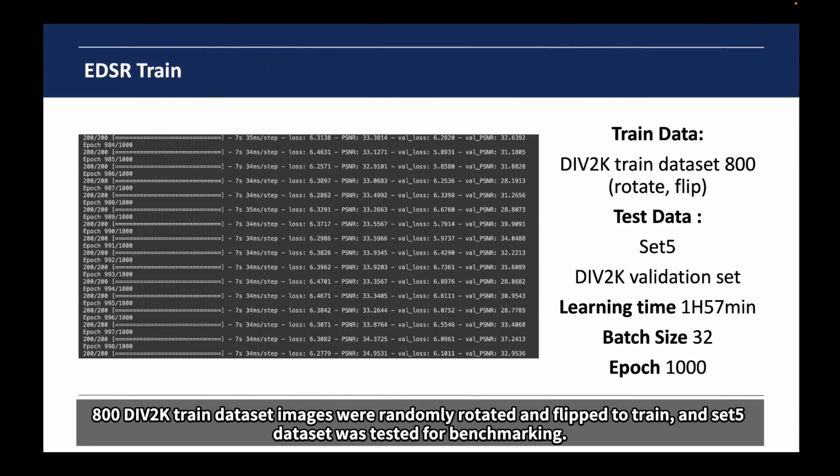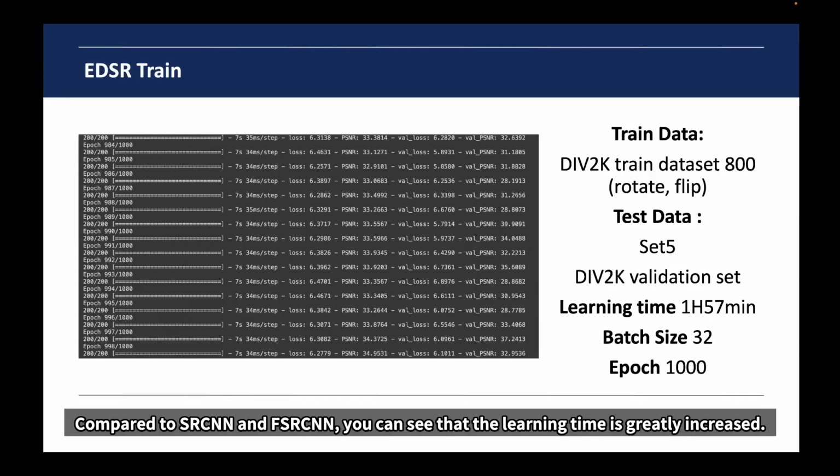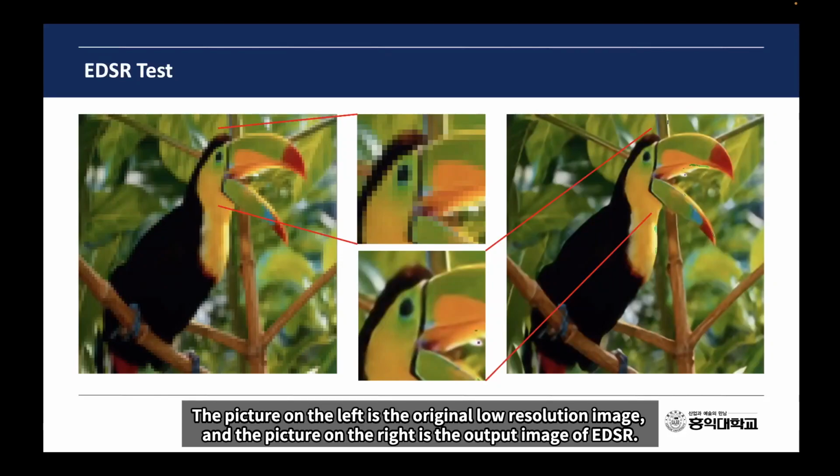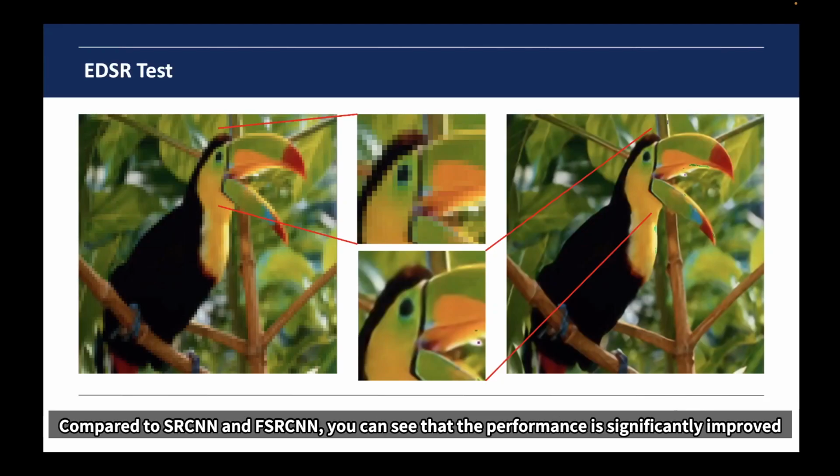800 DIV2K training dataset images were randomly rotated and flipped to train, and the Set5 dataset was tested for benchmarking. Compared to SRCNN and FSRCNN, you can see that the learning time is greatly increased. The picture on the left is the original low-resolution image, and the picture on the right is the output image of EDSR. Compared to SRCNN and FSRCNN, you can see that the performance is significantly improved.